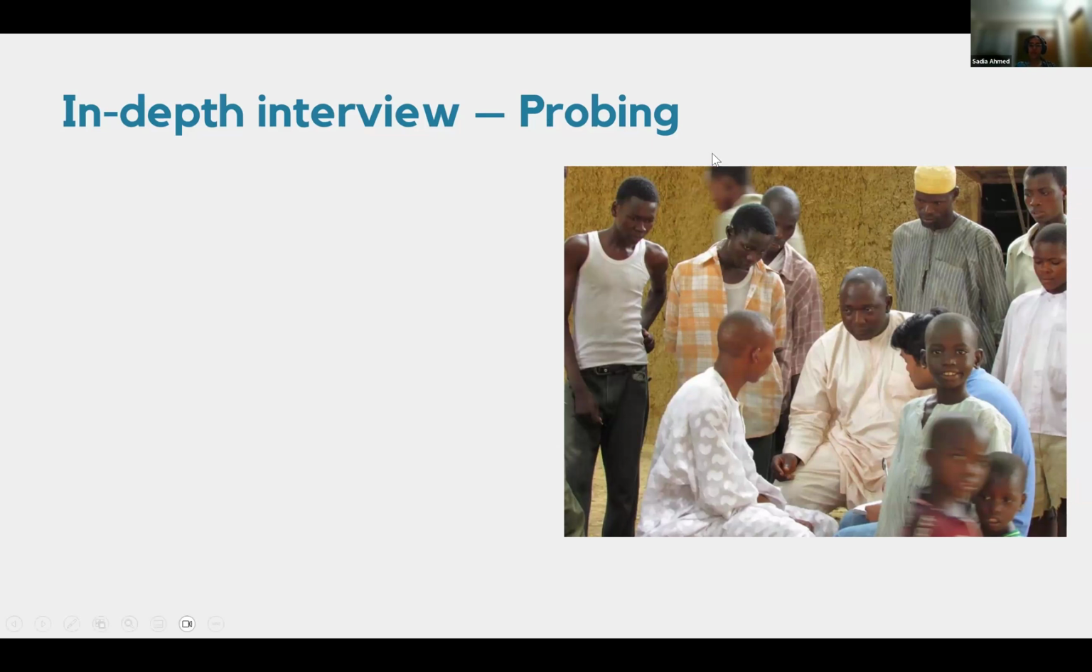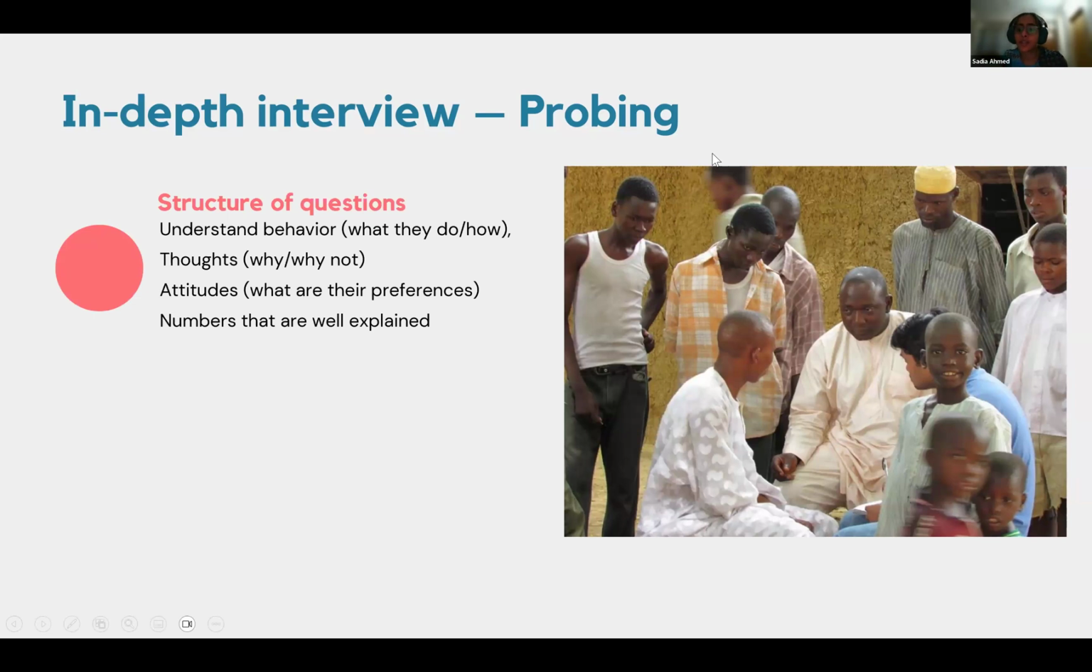Okay. So probing is very important for in-depth interviews. To help in probing, one of the things I do is start with the structure of the question. First I'll talk about understanding their behavior, then their thoughts, why they think so, why they don't think so, or why they have this kind of behavior. What are their attitudes and preferences? Then I go into the numbers. Having this structure helps me lay out what I want to probe about.